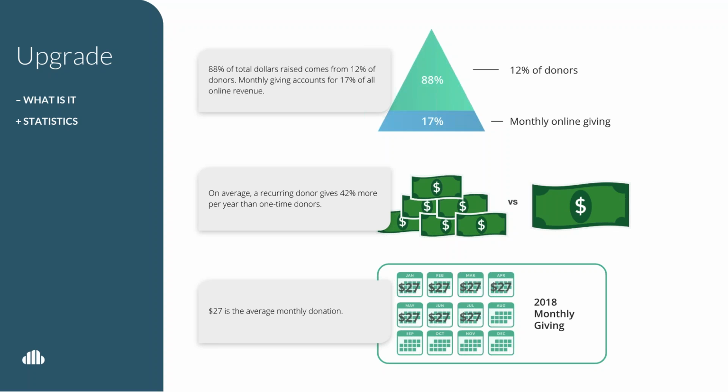At the top there, 88% of total donors raised comes from 12% of all donors. Monthly giving accounts for 17% of all online revenue. So again, recurring donations are very important. If you don't have a technology that makes it easy for someone to sign up to be a recurring donor, get that technology. It's really valuable. Because on average, a recurring donor, going to the next stat, gives 42% more per year than one-time donors. And then the average monthly donation is $27.